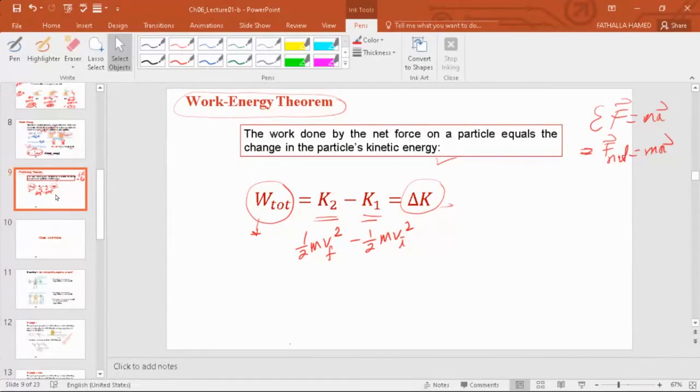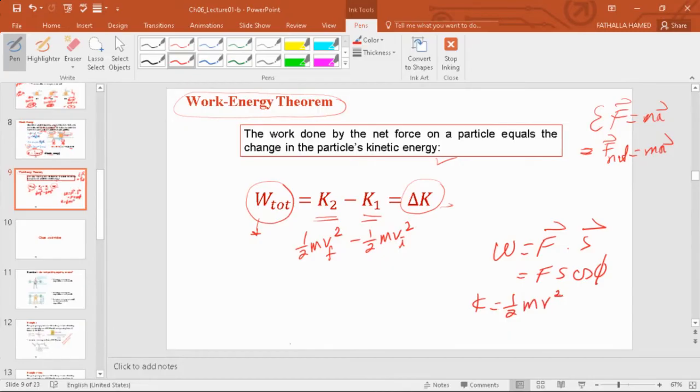Is this clear? So what we defined so far, we said that work is equal to F dot S, which is equal to Fs cosine phi. And we define kinetic energy as equal to 1/2 mv squared. And then we said that the total work or the net work, which is basically done by the net force, should equal the change in kinetic energy, which is K2 minus K1. Is this clear? Any question on this?